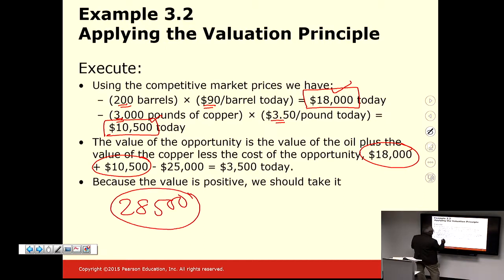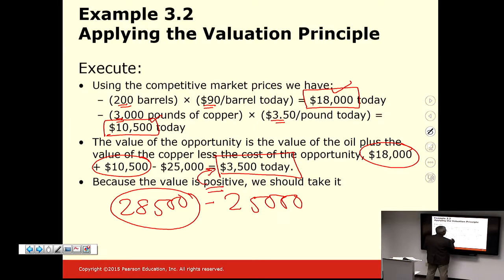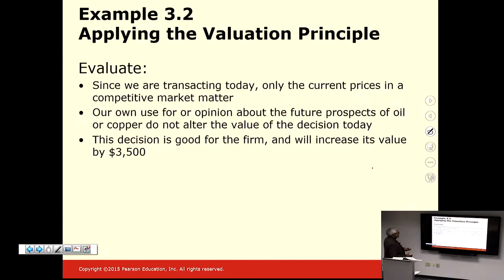That 28,500 of value you're receiving against a cost of 25,000. That means you're better off by $3,500 today. And since this value is positive, of course your decision should be go for it. So that's how we take a principle and convert that into numbers that we can assess our decision making.